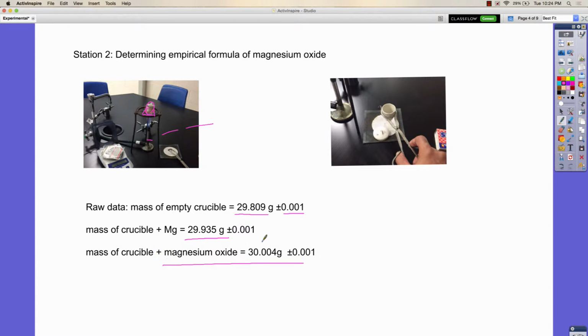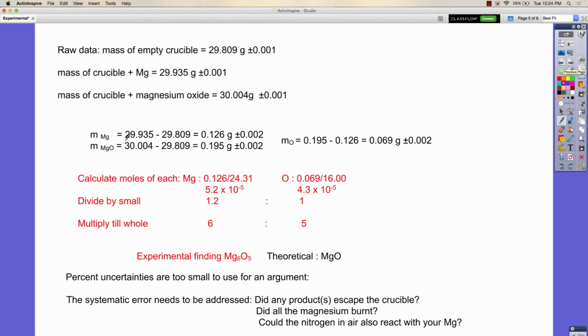I'm going to take these numbers to the next slide, and we are going to crunch them in this fashion. I'm going to subtract the empty crucible from the crucible with magnesium, and you find the mass of magnesium. Note that the absolute uncertainties are added. Same story with the magnesium oxide and crucible minus the crucible; absolute uncertainties are added. Finally, if you subtract these two numbers, you find the mass of oxygen.